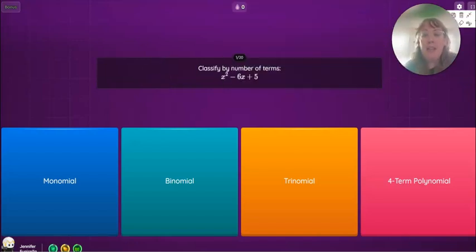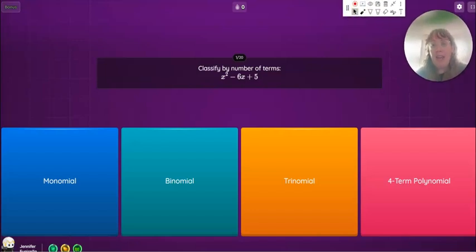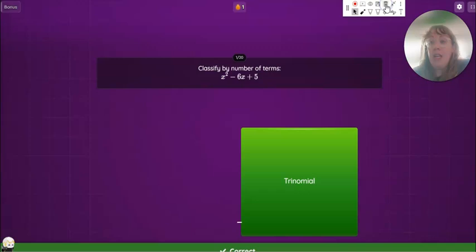We're going to be looking at this Quizizz activity for classifying and adding and subtracting polynomials. This first one is looking at classifying by the number of terms. So we have our first term, our second term, and our third term. So this is a trinomial. Remember that terms are separated by addition and subtraction. So every time we see an addition or a subtraction sign, we're writing a new term.